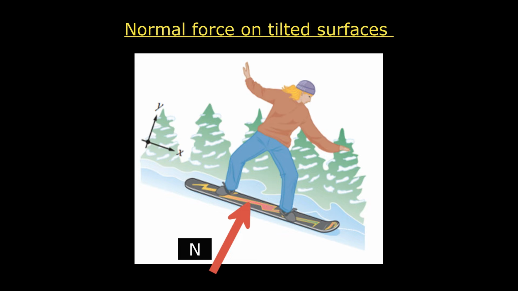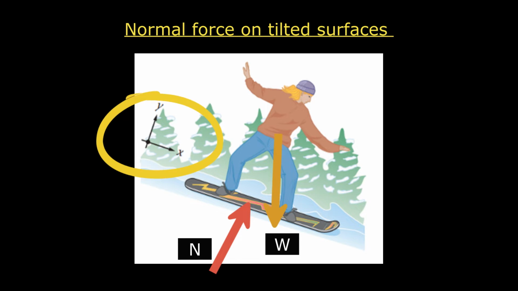Okay, other than the normal force, the only force acting on the person is the gravity force in the vertically downward direction. And in these kinds of situations, we generally choose a coordinate system like this, where one axis is parallel to the surface and the other axis is perpendicular to the surface. Now let's take an example to understand it better.